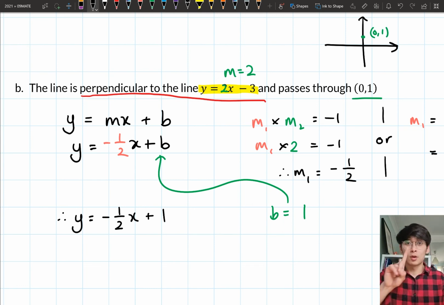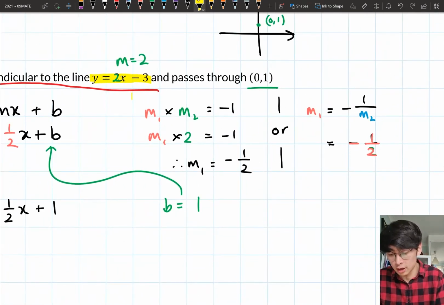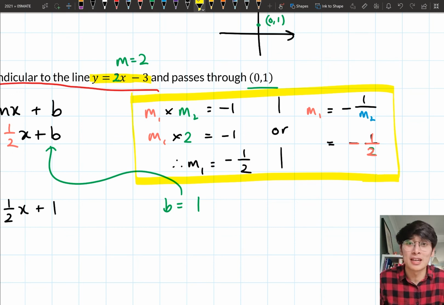So here, same steps. Gradient intercept form, find the gradient, find the y-intercept. And here, when we have a perpendicular line, we need to do a few additional steps to figure out what the perpendicular gradient is going to be. So that's it for today's lesson.